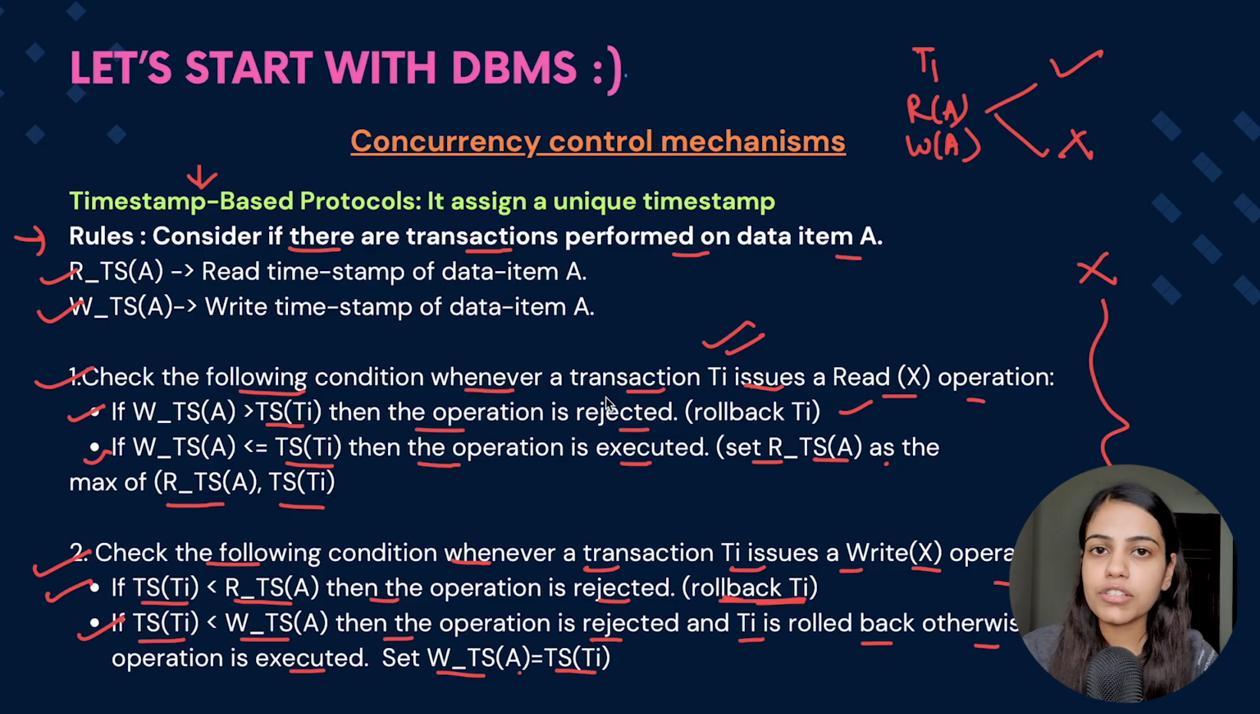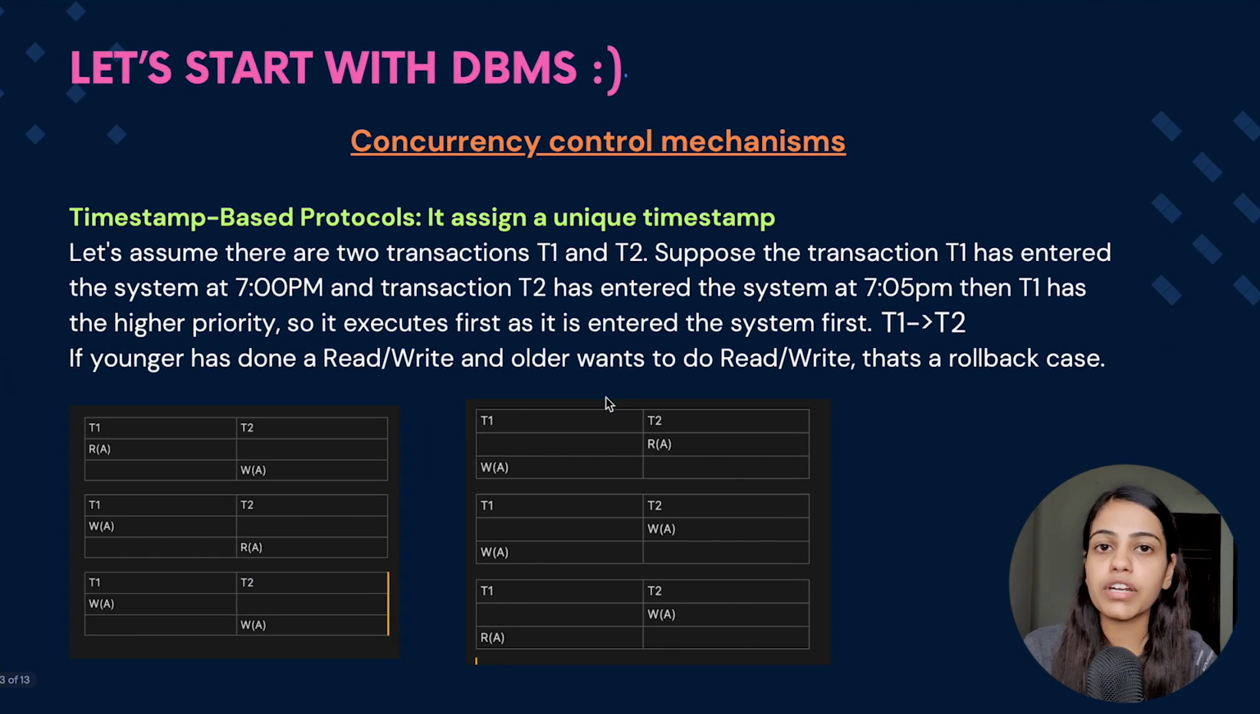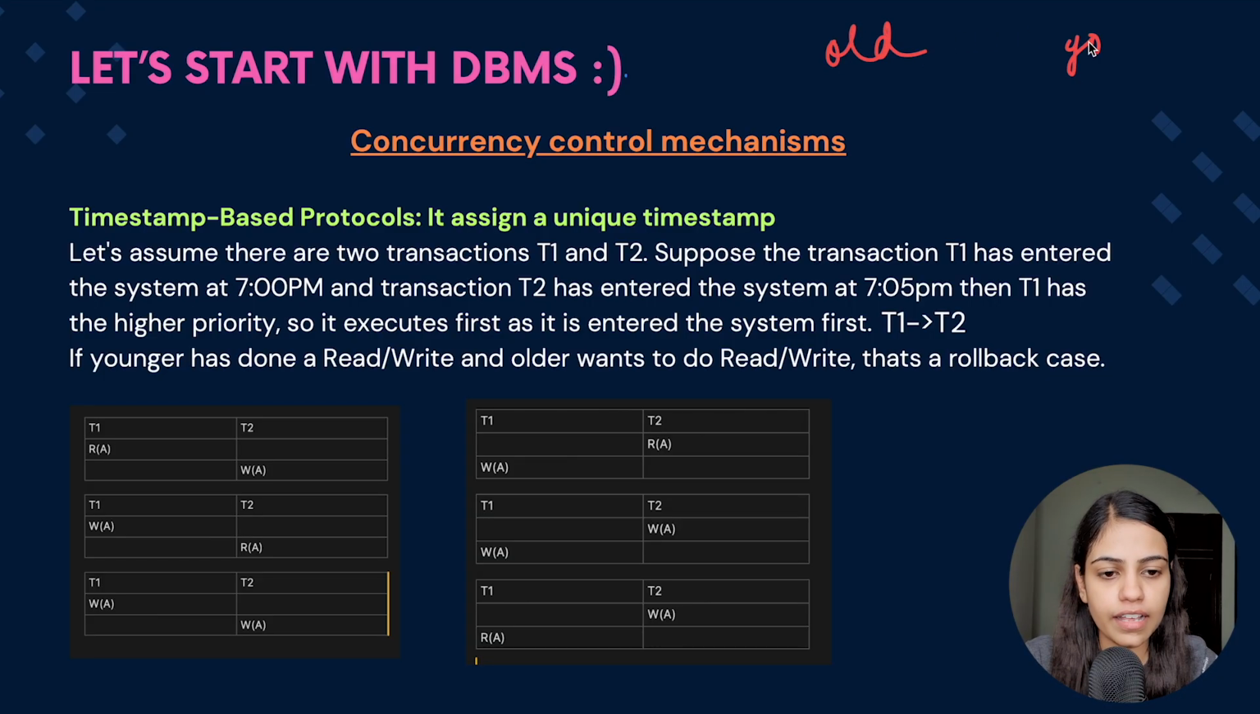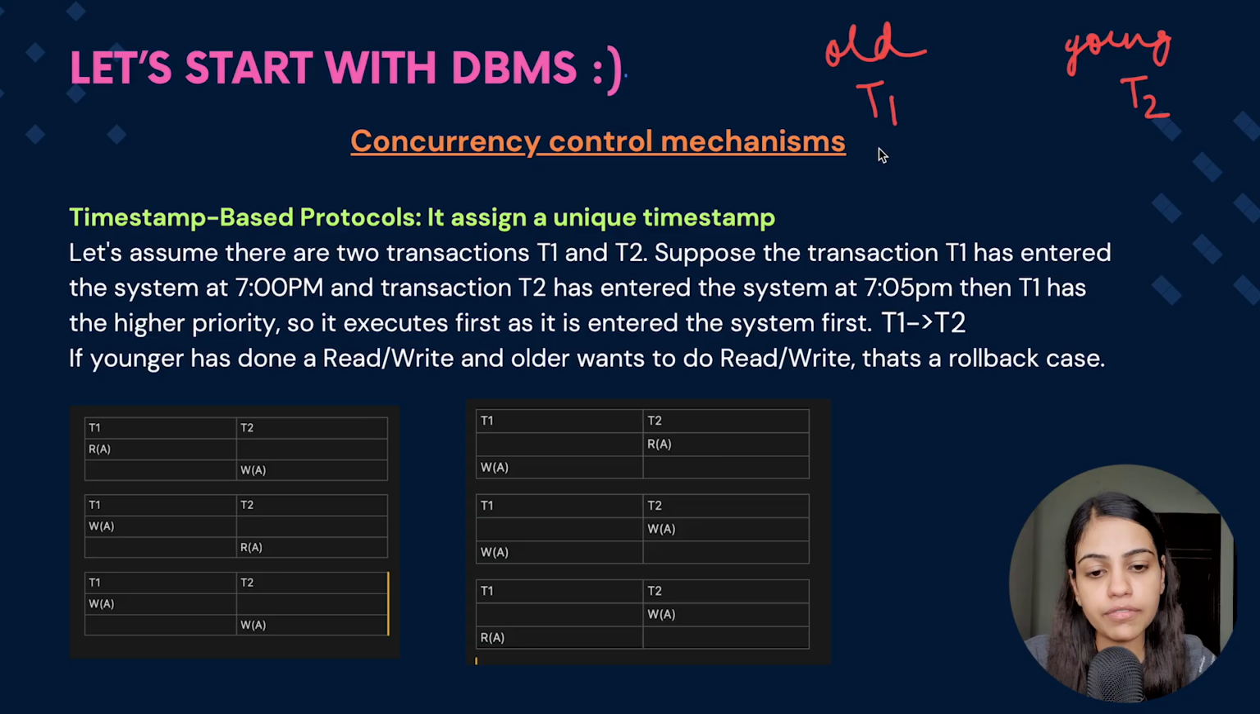So I'll give you a small trick which you can keep in mind, so that you can know that if there are two transactions T1 and T2, which operations should be executed or rejected. I told you about old and young transactions, and how we distinguish between them. Consider two transactions T1 and T2. If the timestamp of T1 is less than the timestamp of T2, we can say that T1 is an old transaction and T2 is a young transaction.